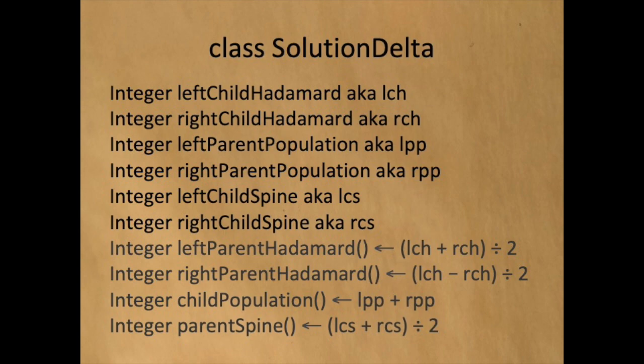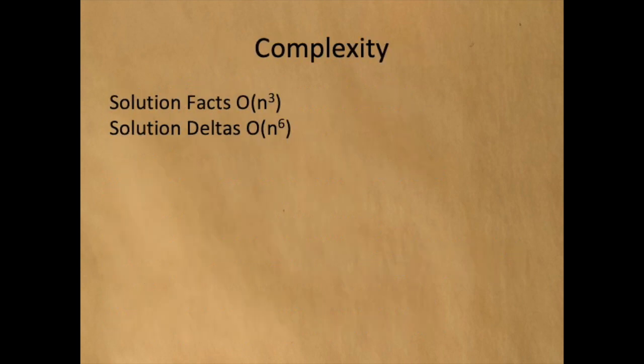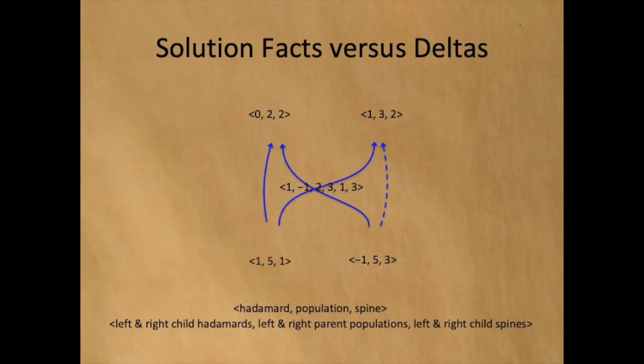The left and right parent Hadamards can be computed as shown below. The child population and the parent spine can be computed as shown below. The complexity is that there are approximately n cubed possible solution facts in each node, and there are approximately O(n) to the sixth solution deltas in each box. We need to distinguish facts and deltas. Facts reside in the nodes and are triples. Deltas reside in the boxes, and they are relationships between the different triples.